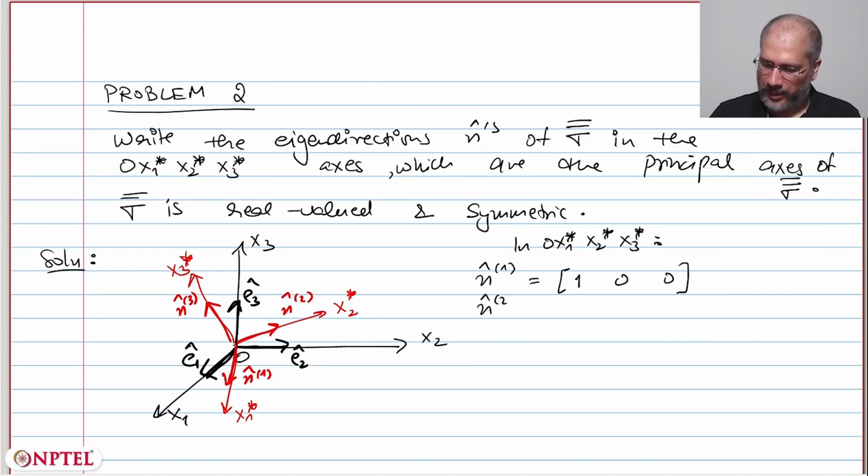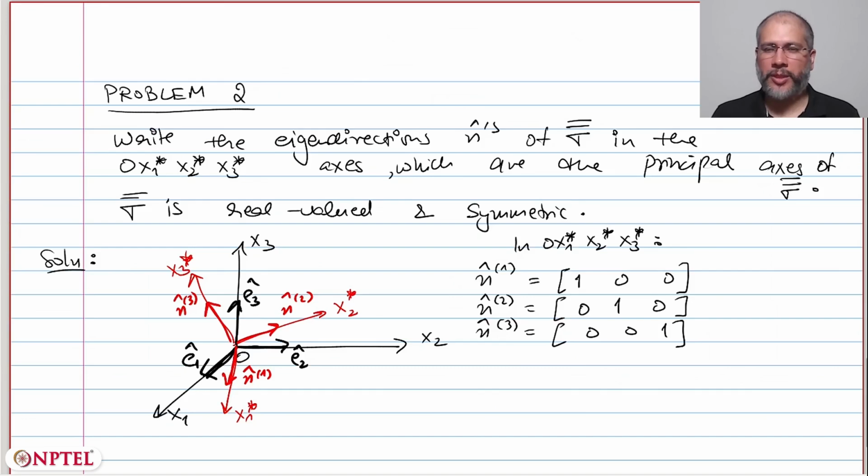Similarly, N2 hat is the second coordinate direction. So that's 0 times N1 hat plus 1 times N2 hat plus 0 times N3 hat. Similarly, N3 hat is 0, 0, 1. It's a very straightforward problem. So that completes the solution to problem number 2.